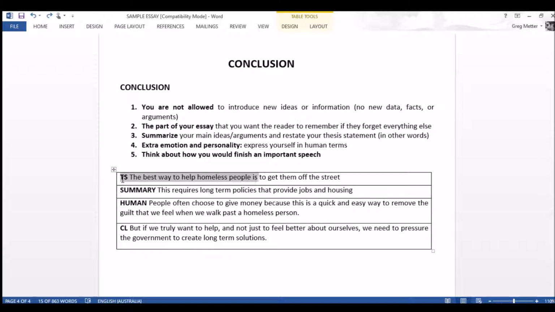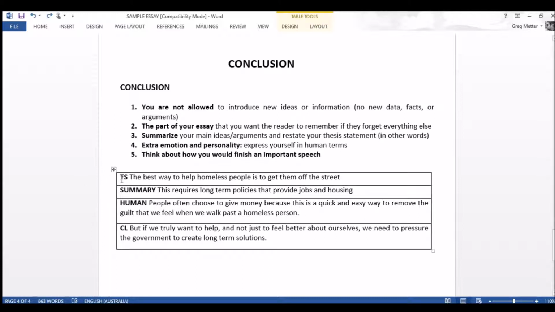So I'm restating my thesis statement by saying the best way to help homeless people is to get them off the street. Simple. Get them off the street. That's the best way to help homeless people. That's a better solution than giving homeless people money. What this means is, my summary explains a summary of my topic sentences, a summary of my ideas. This requires long-term policies that provide jobs and housing. Now, if you remember, jobs and housing were basically our 2 paragraphs. Jobs was the topic sentence of the first paragraph, and housing the topic sentence of the second paragraph.